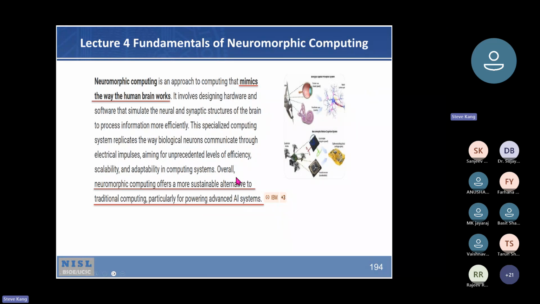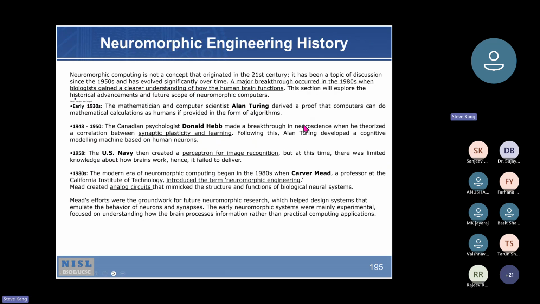So the human brain is known to be highly efficient. It's a golden standard in terms of energy consumption. Typically people say that the power consumption in the human brain is less than 20 watts. So it's a very low energy.